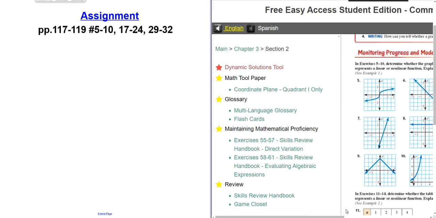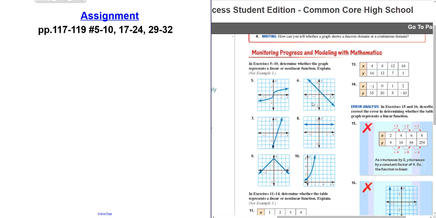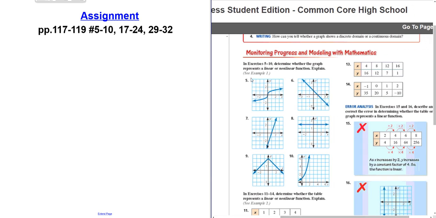It says determine whether the graph represents a linear or nonlinear function. That's just simply, is it visually a line or is it a curve of some type? Or does it change its slope like in number 9? If it's a line, it's linear. If it's not a line, it's nonlinear. Now it does say the word function. So you have to be considering, is it a non-vertical line? A vertical line does not pass that vertical line test that we talked about in class. So a vertical line is the only example of a line that is not considered a function.